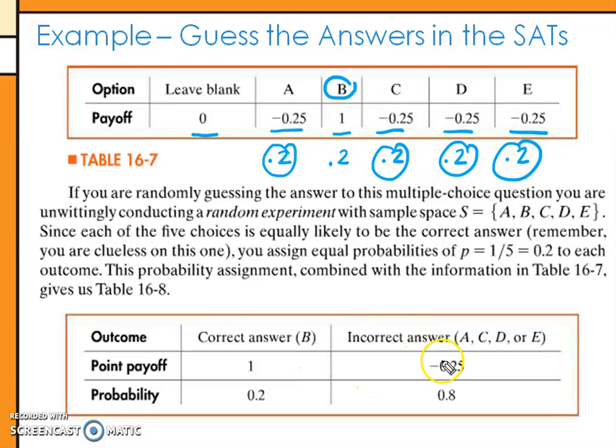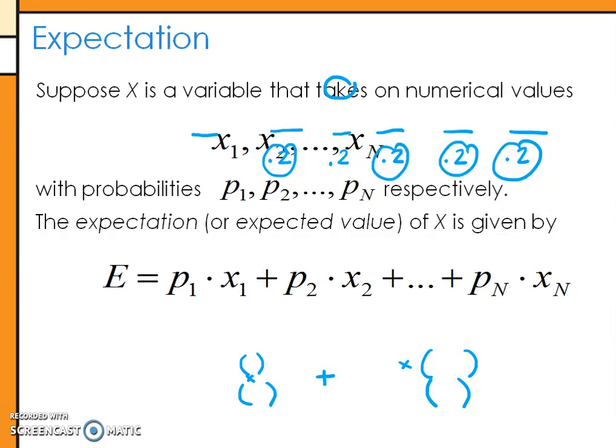So your weight is your probability, your chance of getting it. Your chance of getting 1 point is 1 out of 5. You have a 1 in 5 chance of guessing it right. So my weight is 0.2 times my value. What I would get out of that is 1, so I multiply these two things together. Plus, you have a 4 out of 5 chance of getting it wrong. What happens if you get it wrong? You lose 1/4 of a point. So if I multiply these together and add them up, let's see what happens.